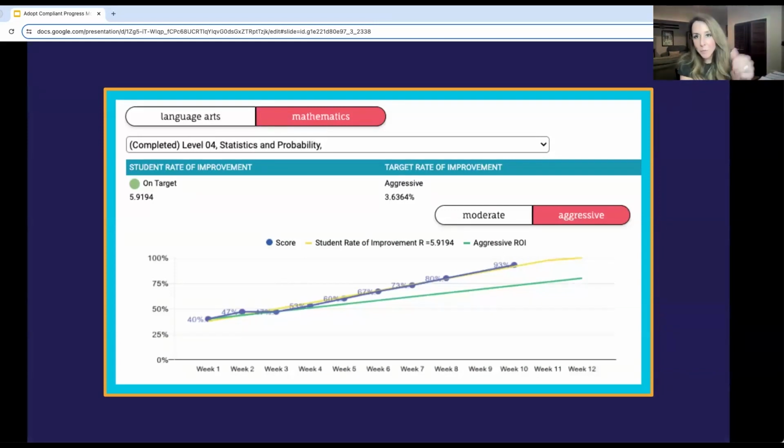In the first example, we can see that yes, Ruby is responding to her instruction and she's on track. So this one is easy, right? We have confidence the SDI is working and Ruby will indeed meet her annual measurable goal. We look forward to sending this update home every 9 weeks to celebrate Ruby.